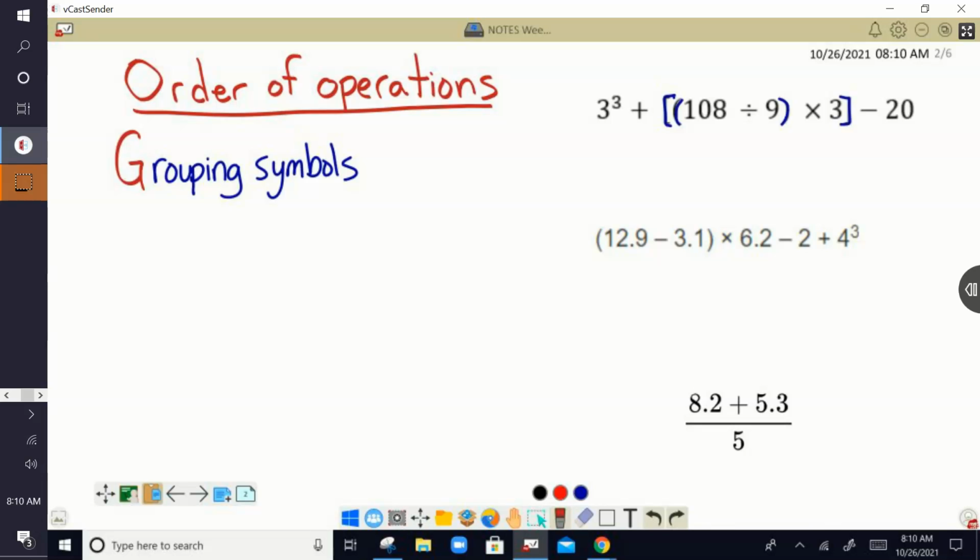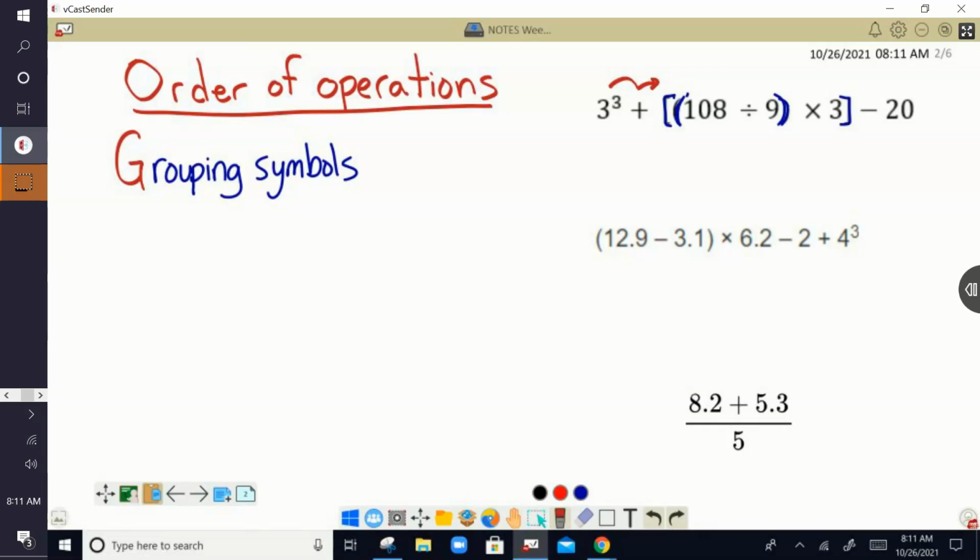We always want to first work inside those and find one number. Basically, this is saying I can't add this until I have one number right here. I have to get one single number there first, then I can start adding and subtracting over here by 20. And inside this grouping symbol, there is another grouping symbol right here, these parentheses. That means this is one number. I have to get the one number here before I can multiply by 3. So keep that in mind. That's why we always have to work inside those grouping symbols.